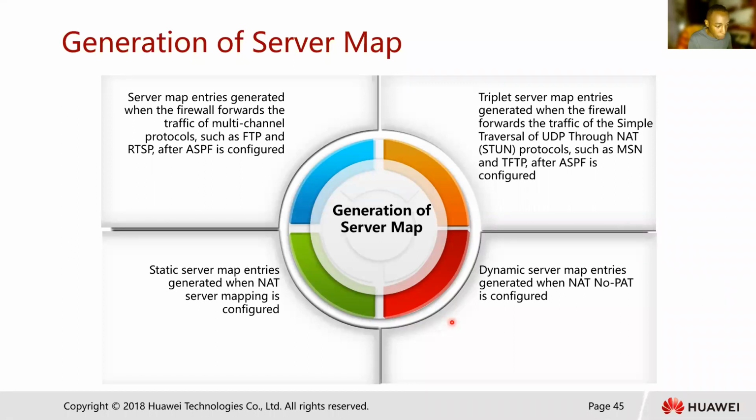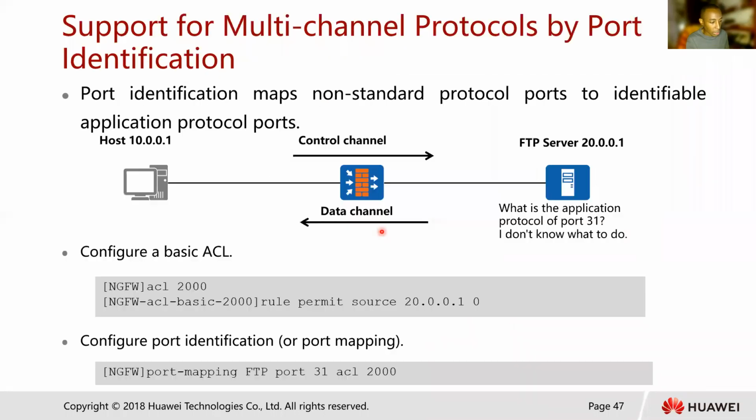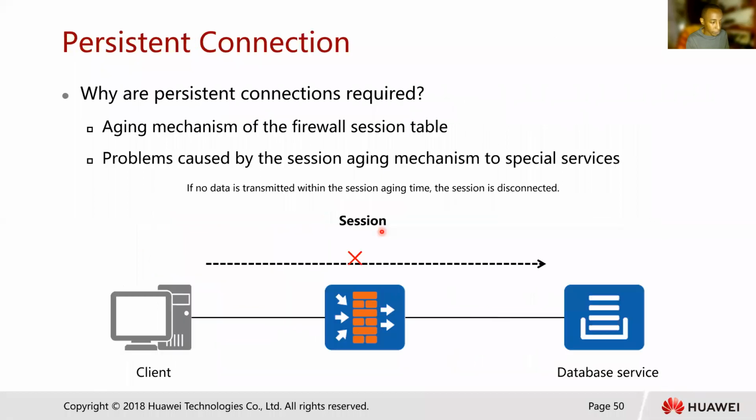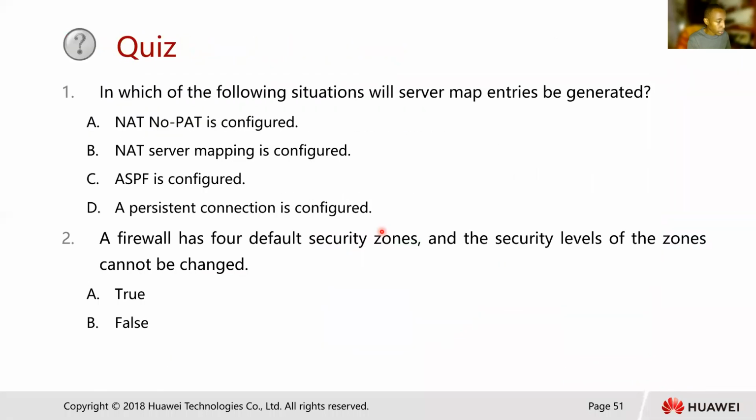You can see NAT and NO-PAT. You can see static SPF, right? So these are the situations in which a server map is generated. So what is the answer? In which of the following situations will the server map entries be generated? You can tell me. What is the answer?